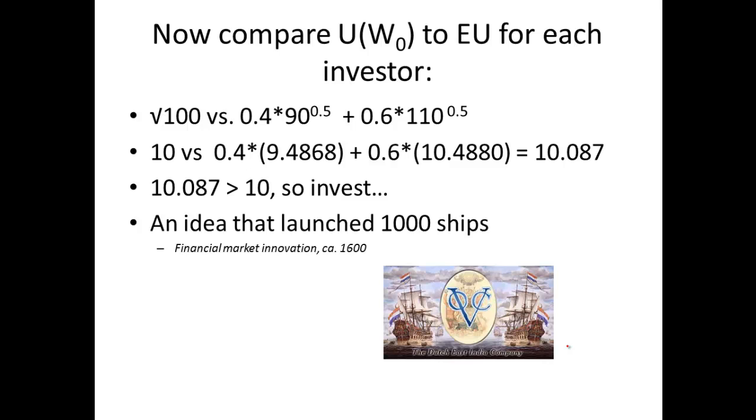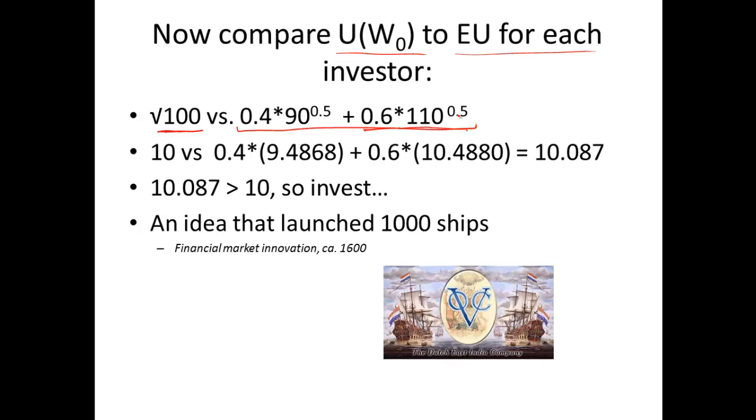So let's do that. So let's compare the utility of not investing. This W0 is the initial wealth, which is 100. Let's compare that to the expected utility for each investor. So over here we have the utility of 100, square root of 100. Over here we have 0.4 times now 90 to the 0.5. What's that? That's wealth in the bad state. I started with 100, I put in 10, I got back nothing. So I have 90. We raise that to the 0.5 plus 0.6, the probability of the good outcome, times the utility of my wealth in the good outcome, which is 110 raised to the 0.5.